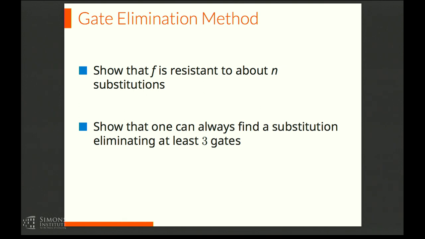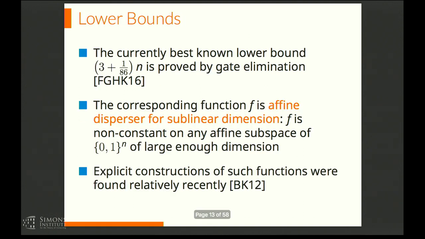And then you show that basically for any circuit computing f, you can find a substitution that kills 3 gates. So by applying this process, for example, n minus 1 times, you get a lower bound 3n minus 3. Okay, and this is essentially the whole method. So the currently strongest lower bound, which we were able to get quite recently, is proved using this method.